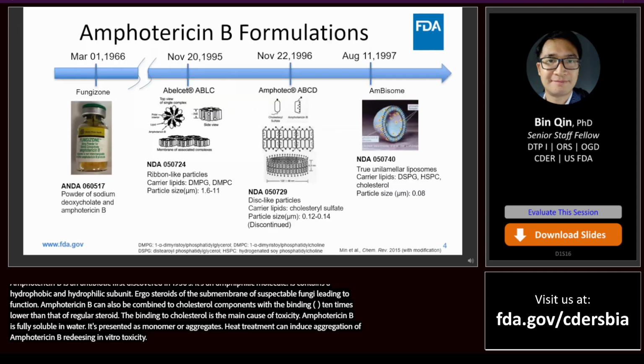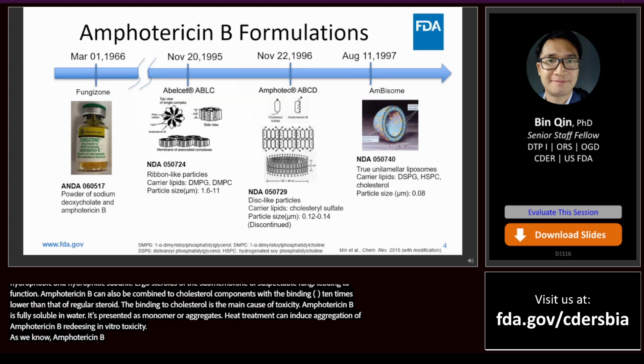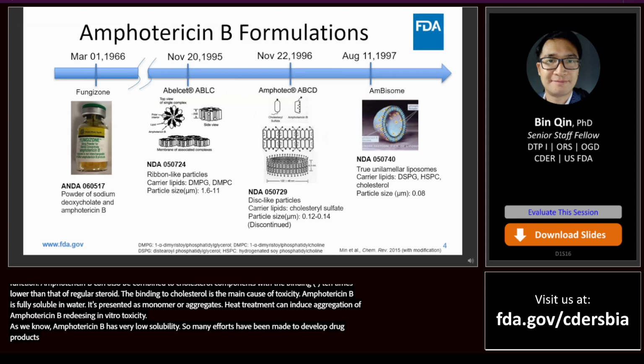As we know, amphotericin B has very low water solubility and membrane permeability. So many efforts have been made to develop drug products for parenteral route of administration. There were 4 approved drug products. Fungizone was the first amphotericin B drug product approved by FDA. It was approved back in 1966.